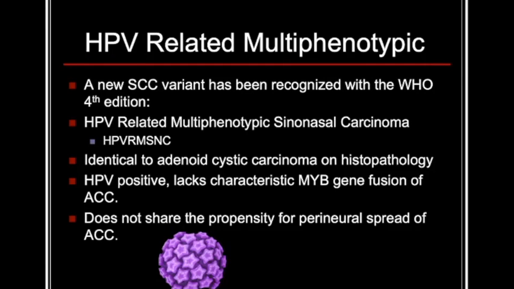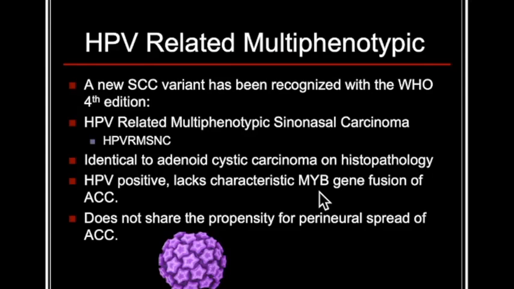A variant of squamous cell carcinoma that used to be classified along with adenoid cystic carcinoma, and probably was confused for adenoid cystic carcinoma for a number of years, has been newly recognized by the WHO. It goes by the relatively long name HPV-related multiphenotypic squamous cell carcinoma. It's identical to adenoid cystic carcinoma on histopathology. It's HPV positive but lacks the characteristic MYB gene fusion of adenoid cystic carcinoma.